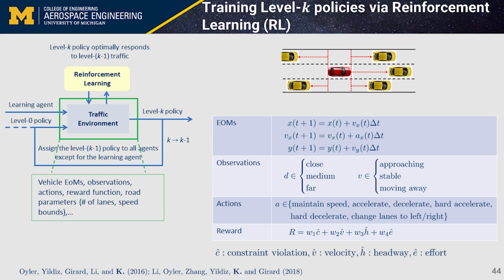And then the reward would penalize constraint violations, including collisions. You want to drive fast through this type of segment, with good headway, and low effort. You don't want to constantly change lanes and constantly accelerate and decelerate, so you also want a penalty on that. The details of the design of the cost are in the papers.